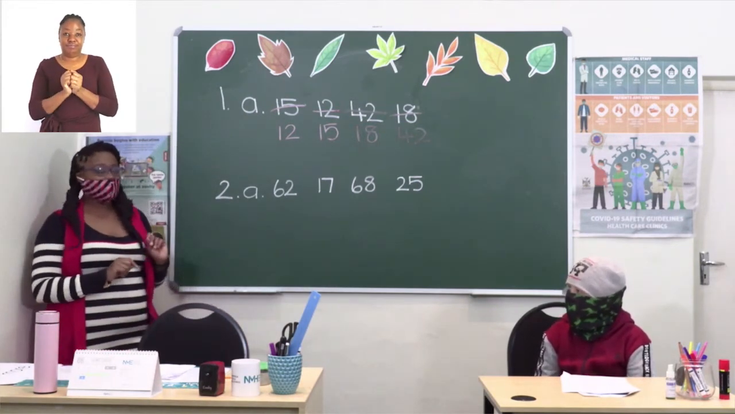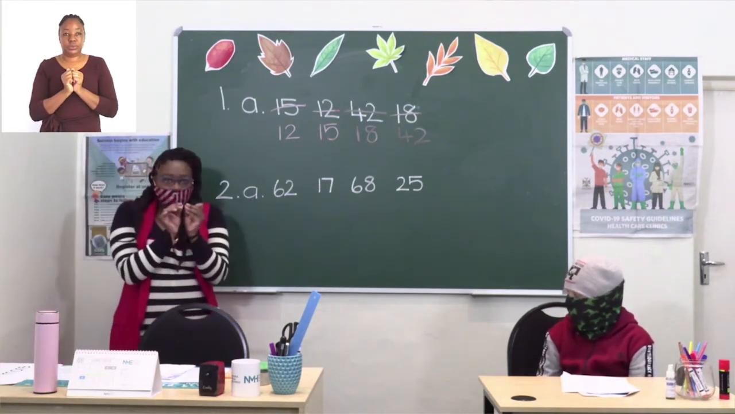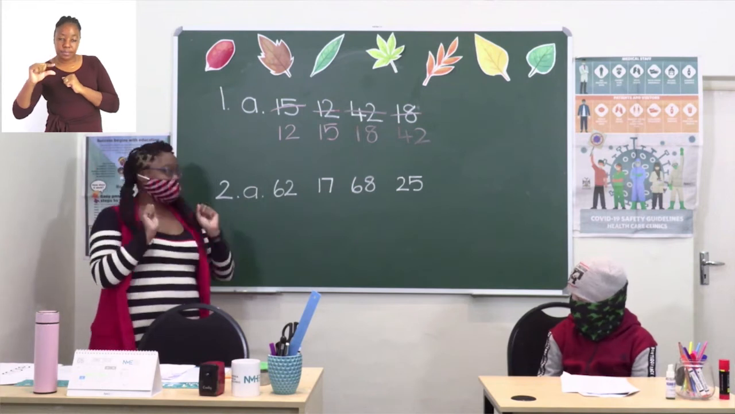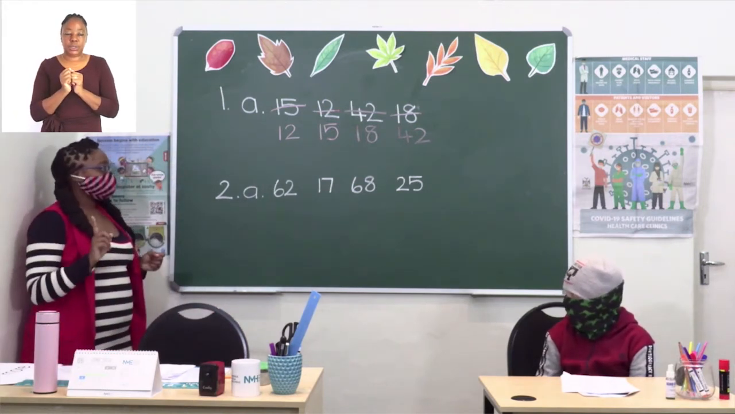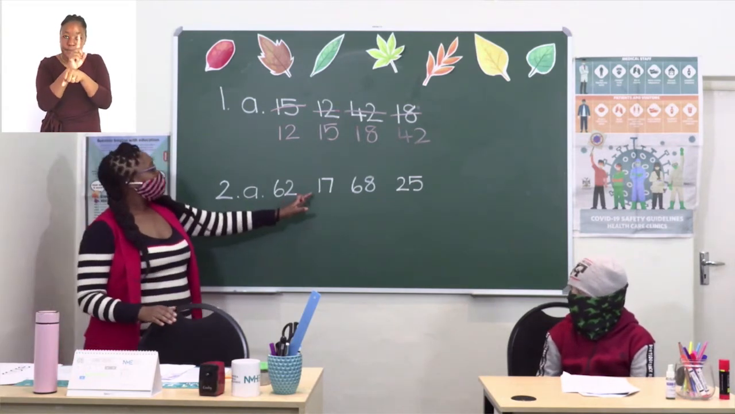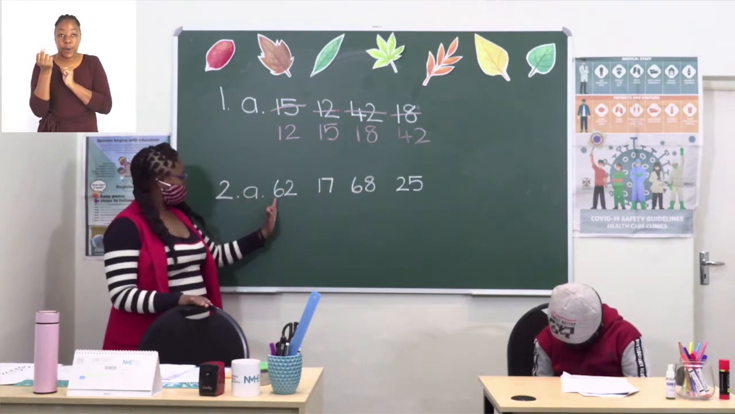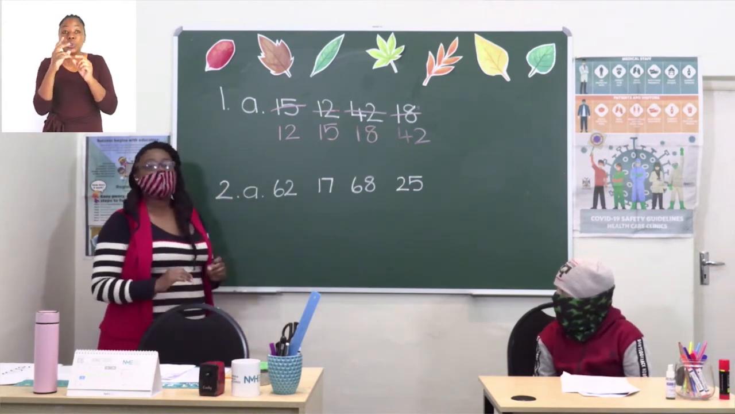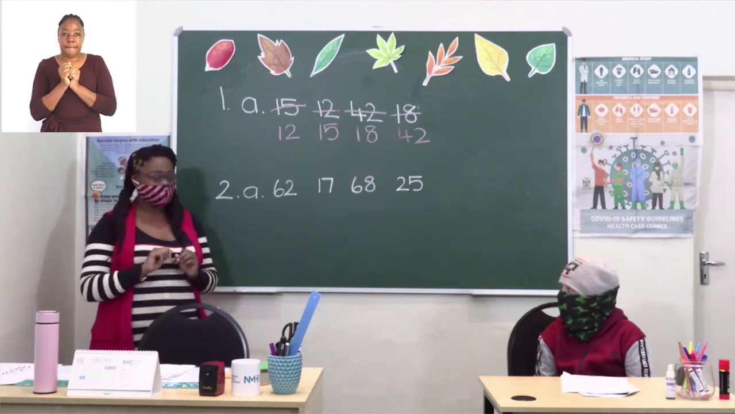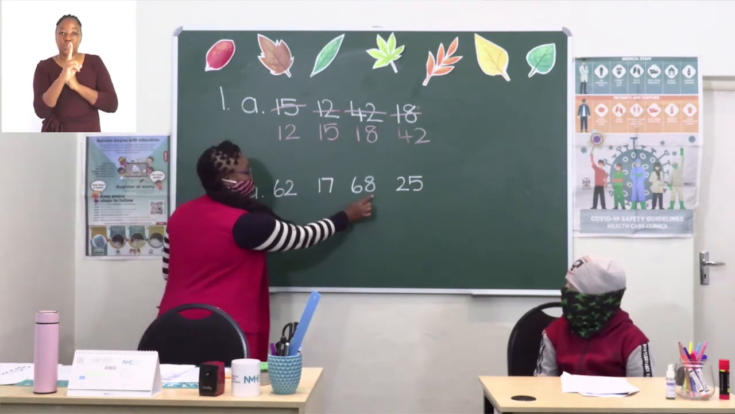Let's take a look at number 2A. This time, instead of making it from smallest to biggest, we are starting from biggest to smallest. Now, the first thing we always check is the first digit. Here we have 6, 1, 6, and 2. So it seems like the bigger digits here are the 6s. Then, if we see that they are the same, we are going to have to check the second digit. Let's take a look at 62. We have 2 here and we have 8.